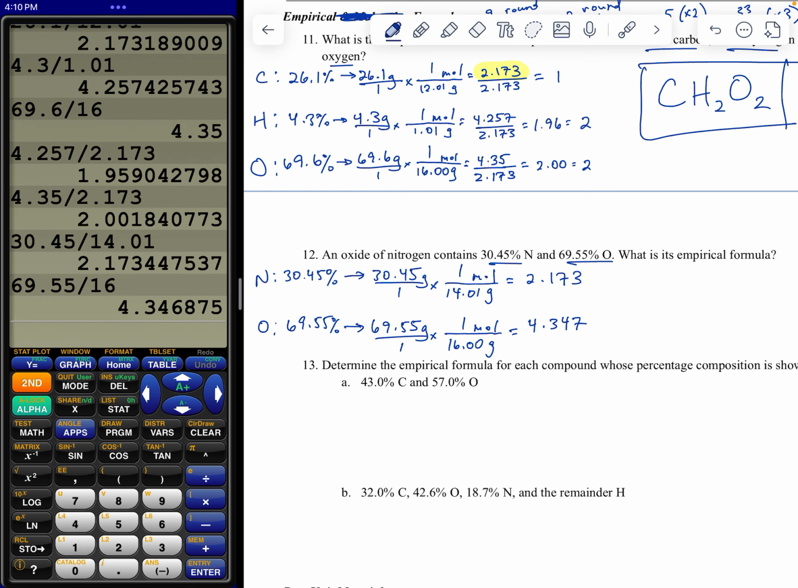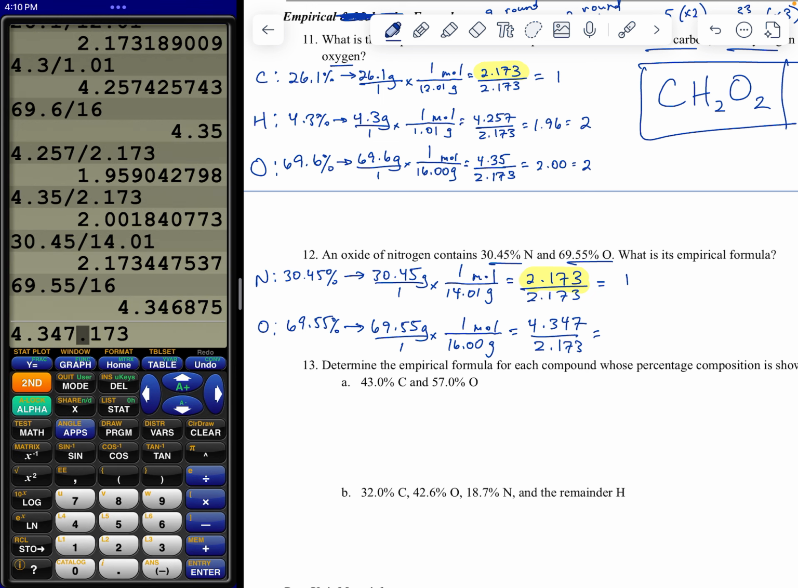But at this point, we only have 2 elements, so we've identified the mole amount of each based on the mass of each, and we identify that nitrogen has the fewer moles, so we're going to divide by that, and we're going to get our ratio where we have 1, of course, there for the nitrogen, and then we're going to take 4.347 and divide it by the 2.173.